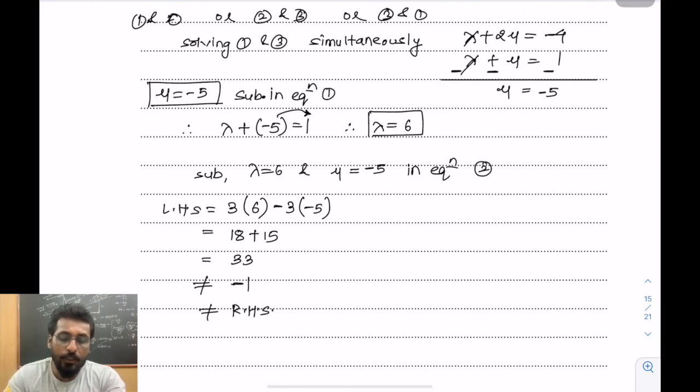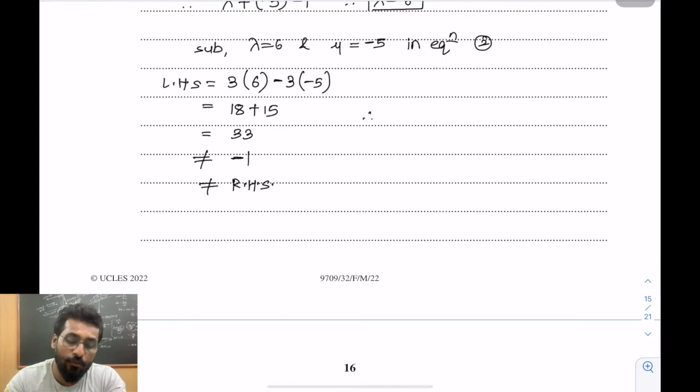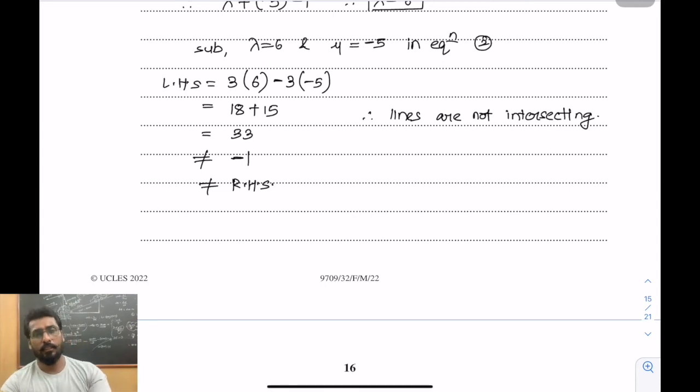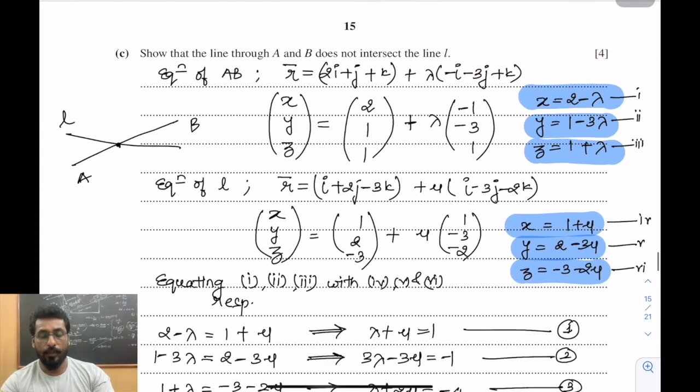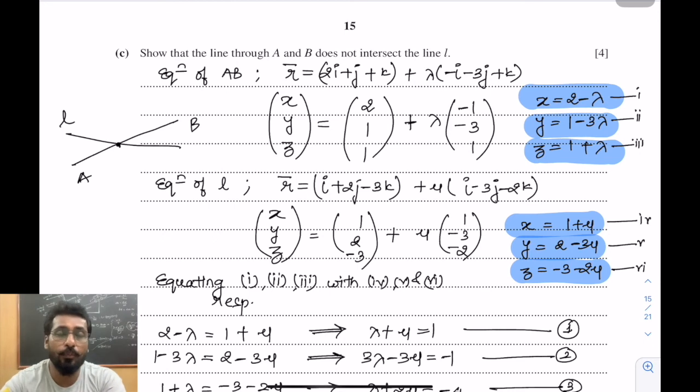What did you conclude from here? The values of lambda and mu are not satisfying the second equation. That means the lines are definitely not intersecting. So I can say therefore the lines are not intersecting. That's it, students, isn't it? You can see the question looks pretty lengthy, but if you know your concepts well, then you will definitely manage to solve the question.